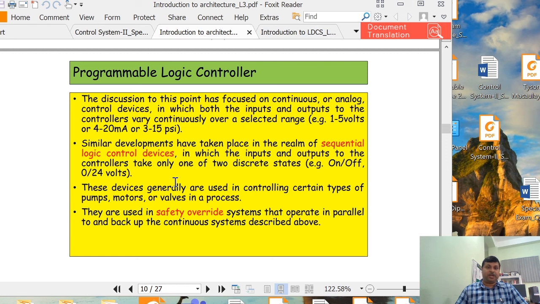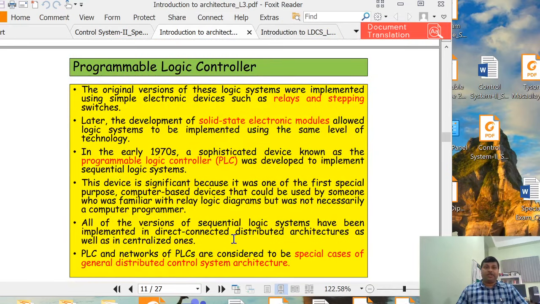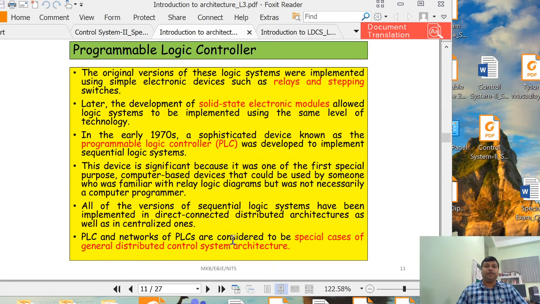These devices are generally used in controlling certain types of pumps, motors or valves in a process. They are used in safety override systems that operate in parallel to and back up the continuous system described above. So, as I told you, they have a special use where there is a need for a programmable logic controller.